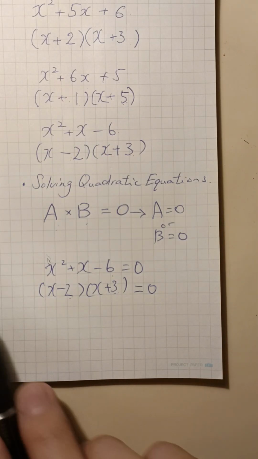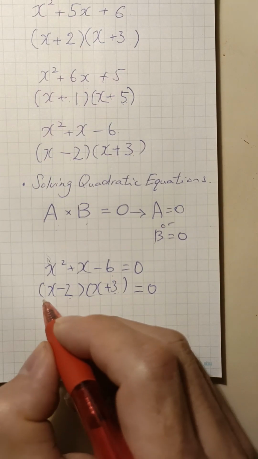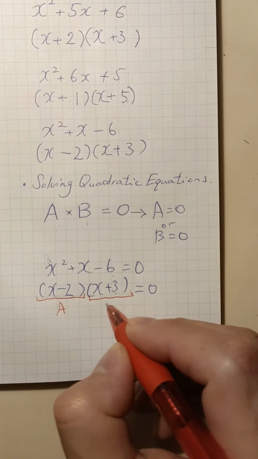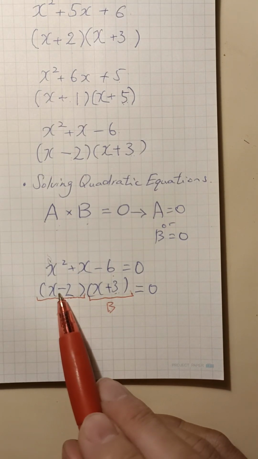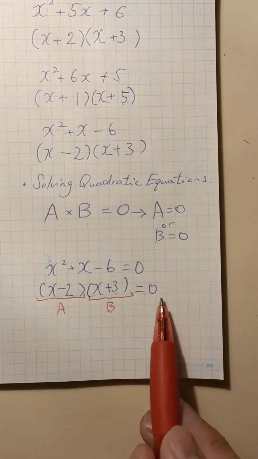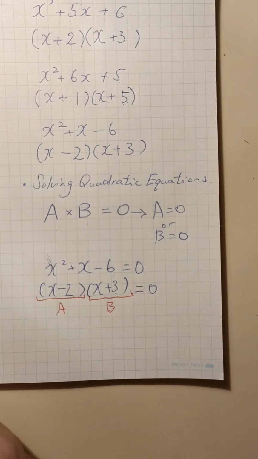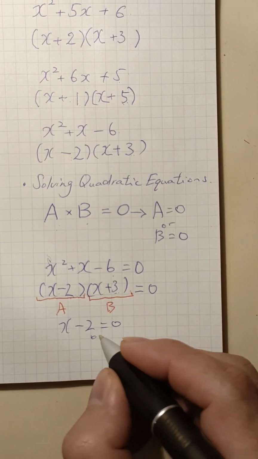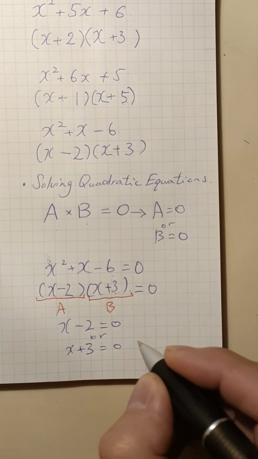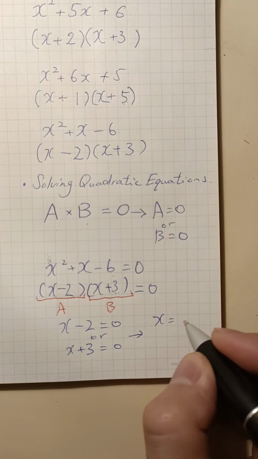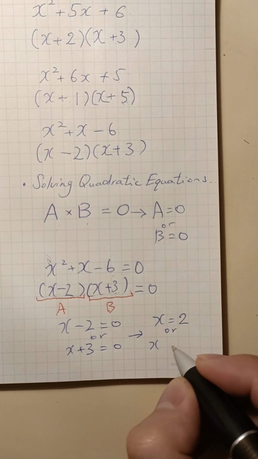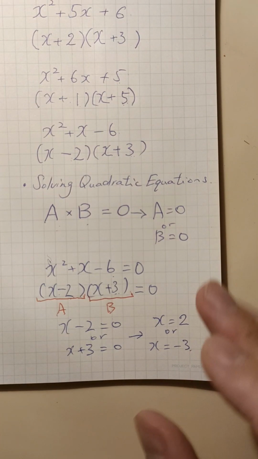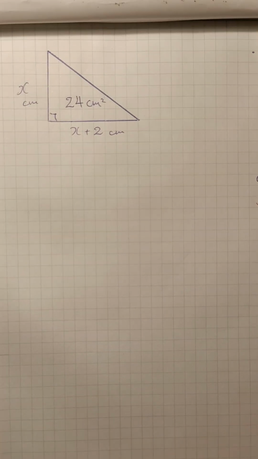Right? Then if you recognize this part, this bracket is A and this bracket is B. If A is 0, the equation works, or if B is 0, the equation works, which means x minus 2 equals 0, or x plus 3 equals 0, which is x equals 2 or x equals negative 3, isn't it? So if you understand all of them, you can solve this one.